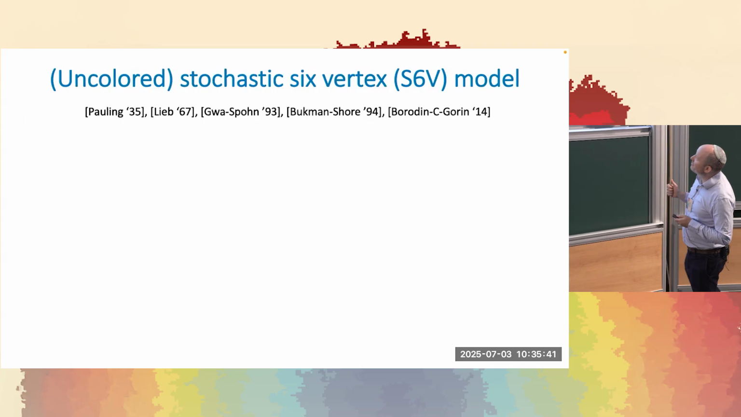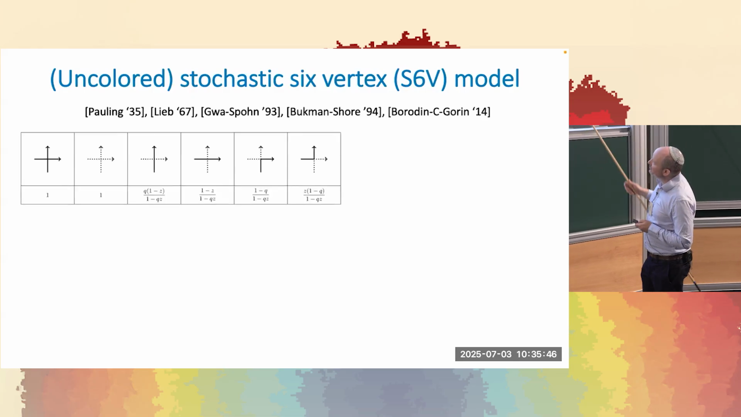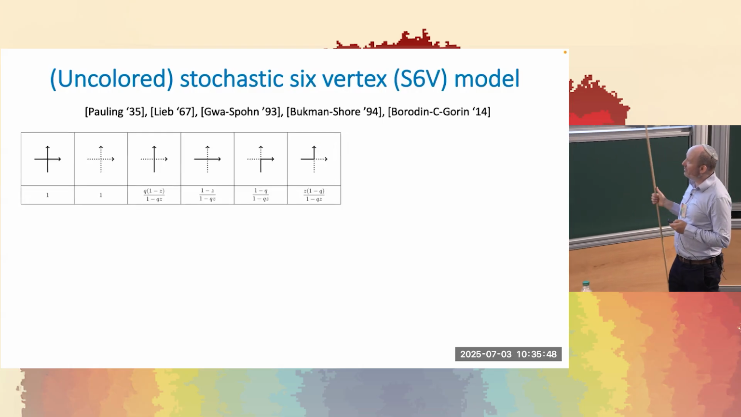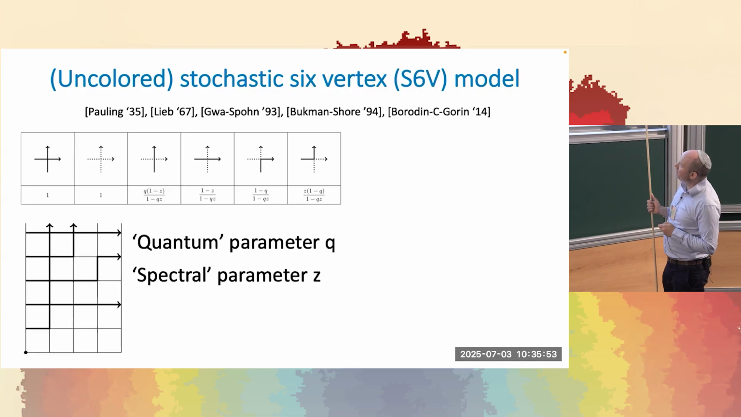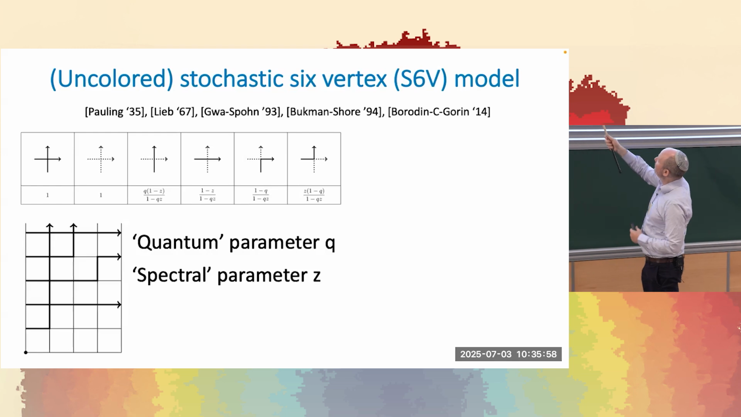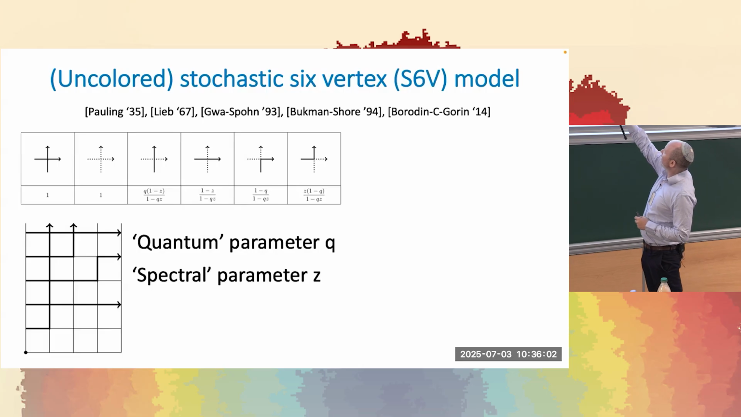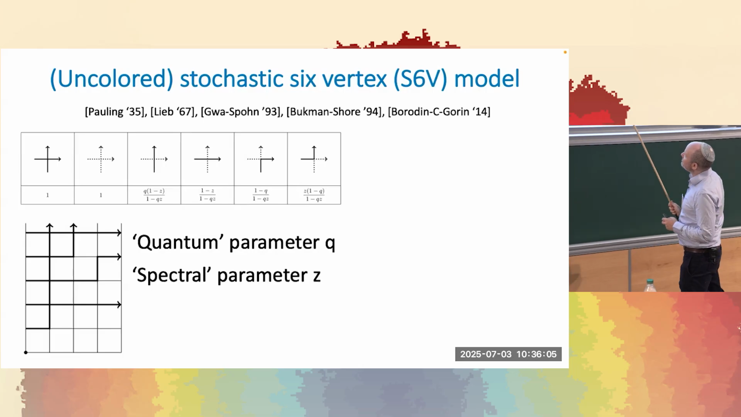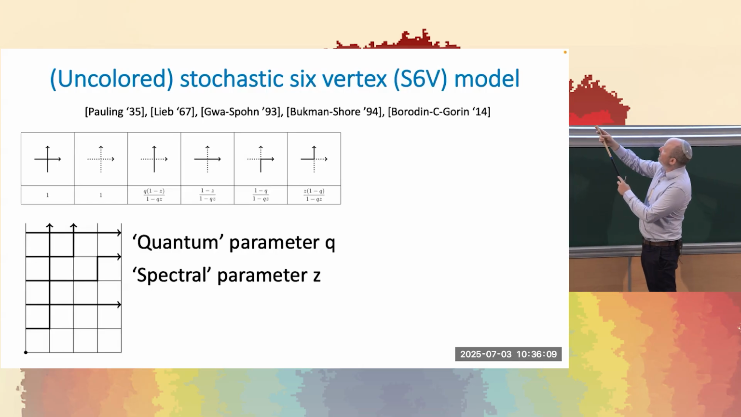Okay? So what is the colored or uncolored stochastic six-vertex model? Let me start with the uncolored one. This is the analog of the particle and hole version of ASEP, just two types of particles. Of course, this is some variant of the six-vertex model going back to Pauling, but it has this property of being stochastic that was really highlighted in work of Gwa and Spohn. So there are six types of vertices. You have arrows that can come in horizontally and vertically, or no arrows that come in horizontally and vertically.